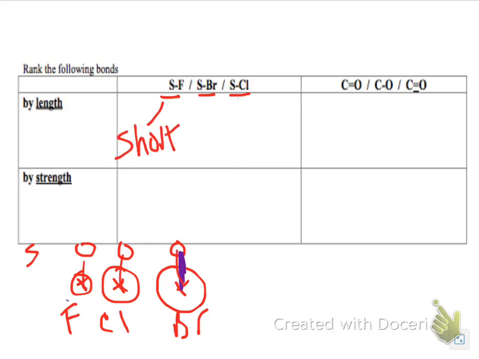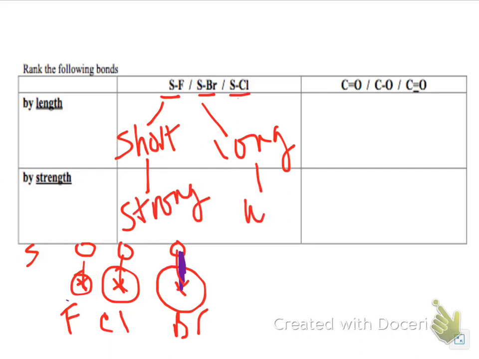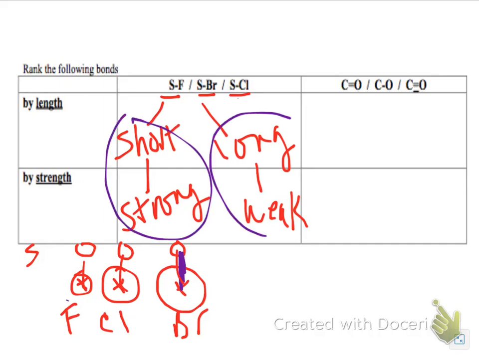So what you're going to end up with is the shortest bond is going to be the strongest bond, where the sulfur's electrons can get closest to the fluorine nucleus. And the longest bond is going to be the bond where there was more shielding, there was more distance between the electrons and the nucleus. So short bonds are also the strongest. Long bonds are going to be the weakest.